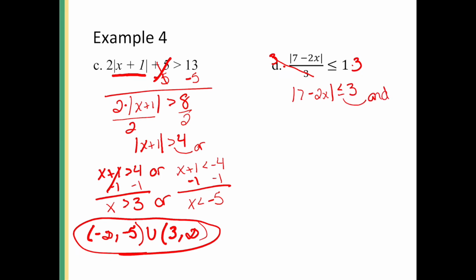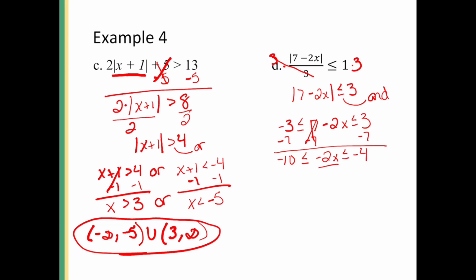Less than or equal is an and. So when we have and, we're going to do 7 minus 2x is less than or equal to 3, and then our less than or equal over here and negative 3 on this side. We want to get x by itself in the middle. So we will subtract the 7. Negative 10 less than or equal to negative 2x less than or equal to negative 4.